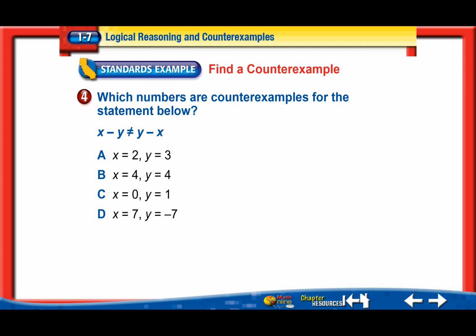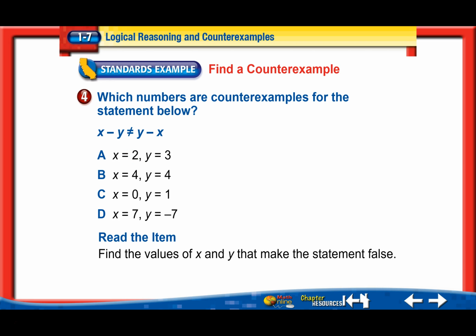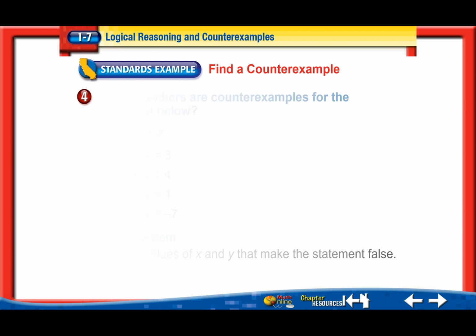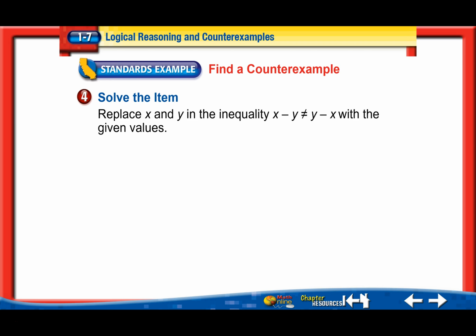All right, so this is one that could be on an SAT or one of your tests, because we do a lot of multiple choice. Which numbers are counterexamples for the statement below? x minus y is not equal to y minus x. You're just going to have to substitute them in probably. So find the values of x and y that make the statement false. That's what we're talking about with a counterexample. So substitute them in. Which ones don't work?